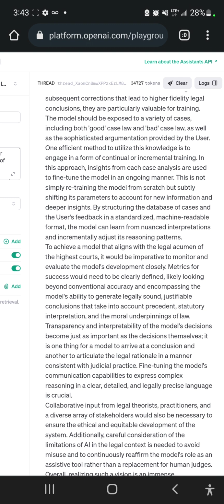Collaborative inputs from legal theorists, practitioners, and a diverse array of stakeholders would also be necessary to ensure the ethical and equitable development of the system. Additionally, careful consideration of the limitations of AI in the legal context is needed to avoid misuse and to continuously reaffirm the model's role as an assistive tool rather than as a replacement for human judges.